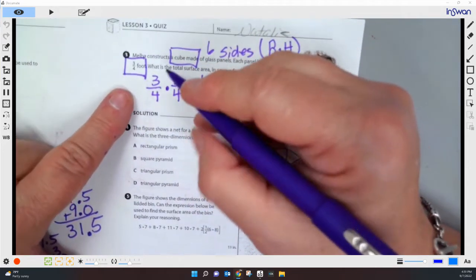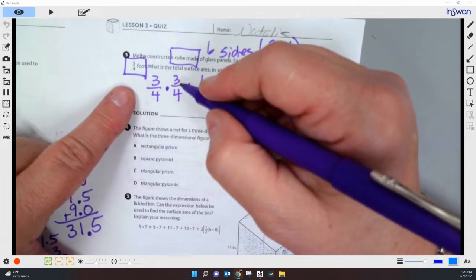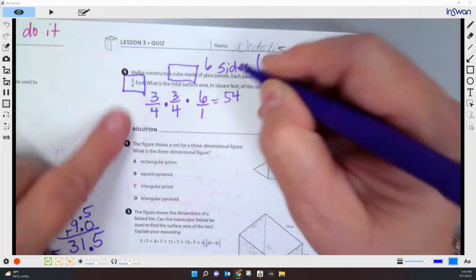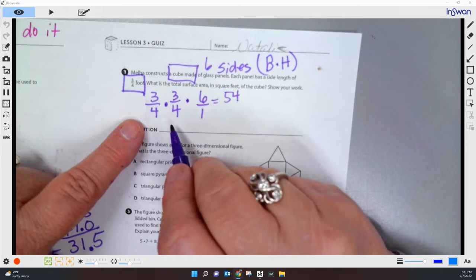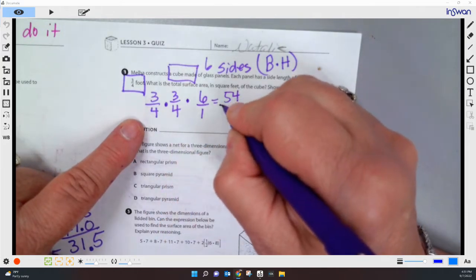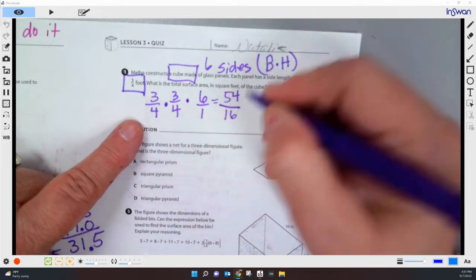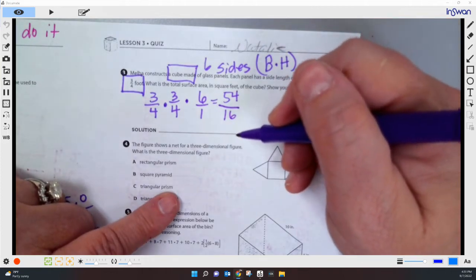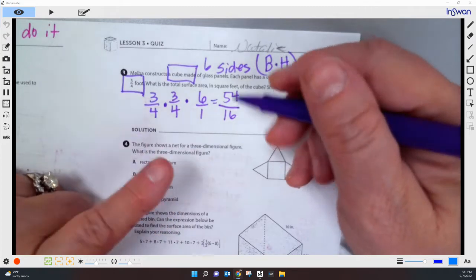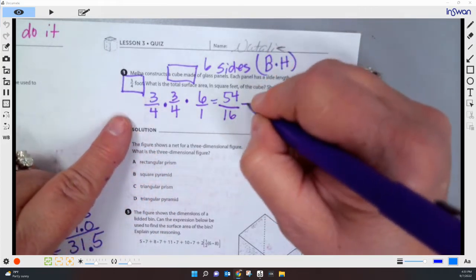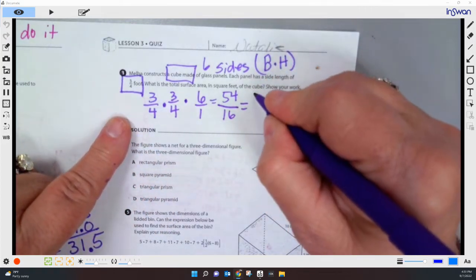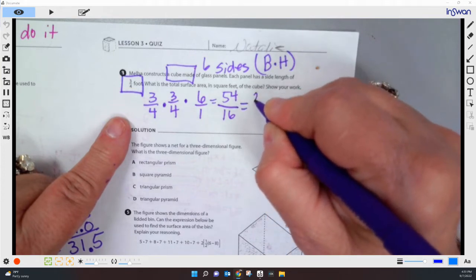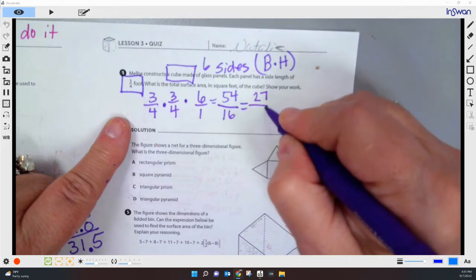So if I look at that, 3 times 3 is 9. 9 times 6 is 54. And then 4 times 4 is 16 times 1 is 16. If I look at that 54 over 16, that could actually be reduced. I could split that again, and I could get 2 goes into 54 27 times, and 2 goes into 16 8.